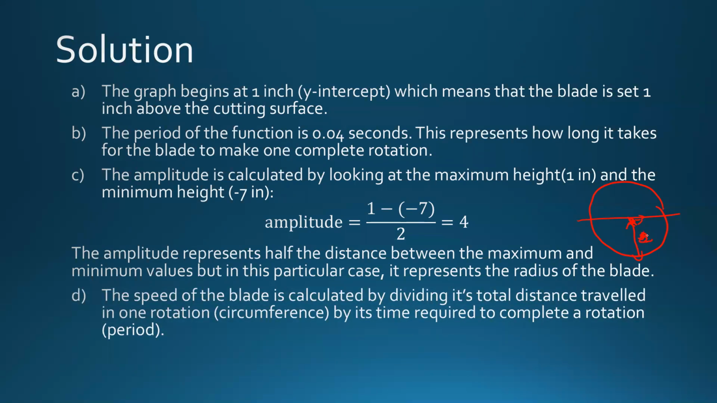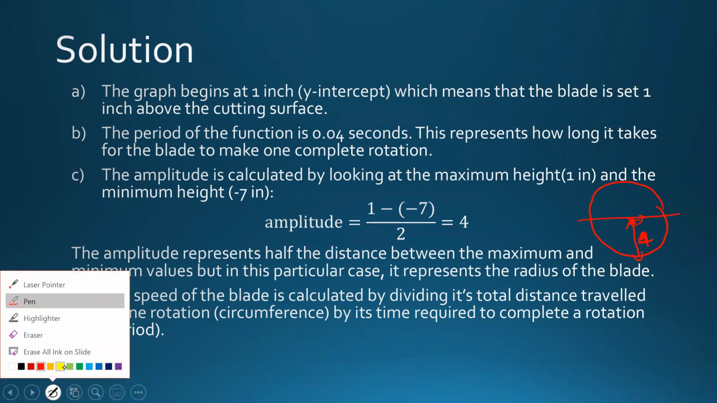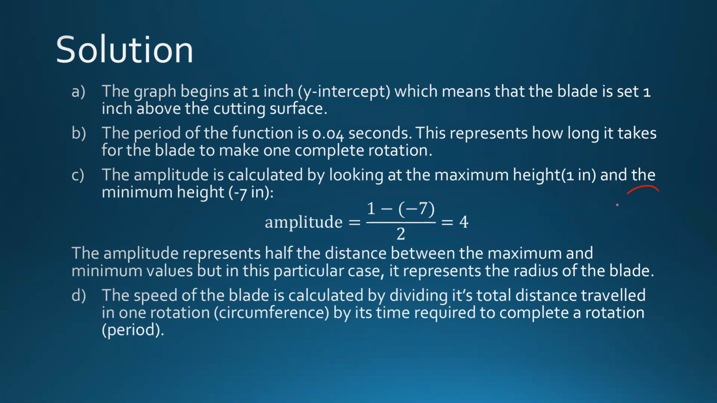And the last part of the question says, sorry, it's supposed to be a 4 there. The last part of the question says, what is the speed of the blade? So to find the speed of the blade, what we need to do is figure out, for this blade, so I'm actually going to redraw this. So here's my blade. It has a radius of 4 inches.